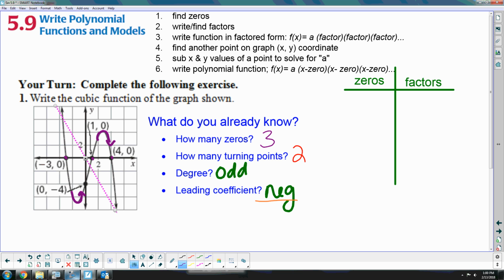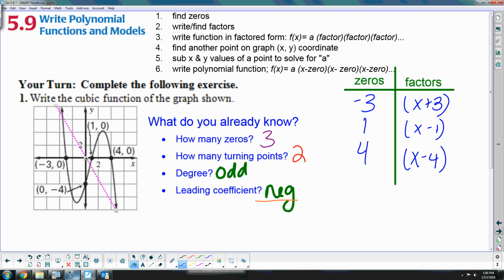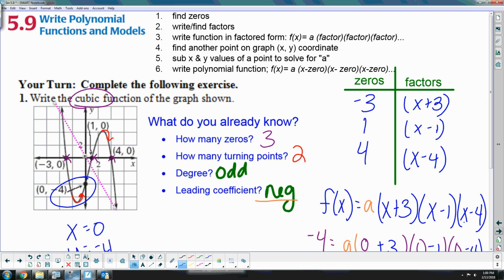So next we want to identify our zeros and our factors. Our zeros are -3, +1, and +4. So our factors are x plus 3, x minus 1, and x minus 4. After that, we want to write our function in factored form. So f of x equals a times x plus 3 times x minus 1 times x minus 4.